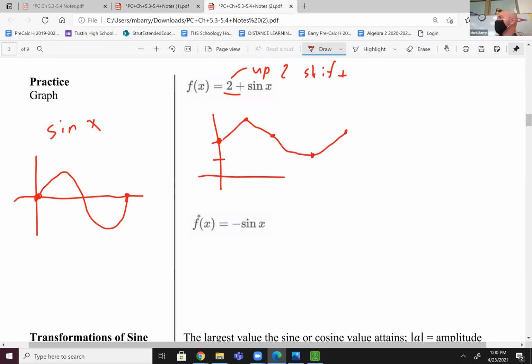Oh man, that is not a great looking sine graph there. I've probably drawn worse, but I've drawn better as well. There we go. I'm going to stop there. That's probably the best I can do.